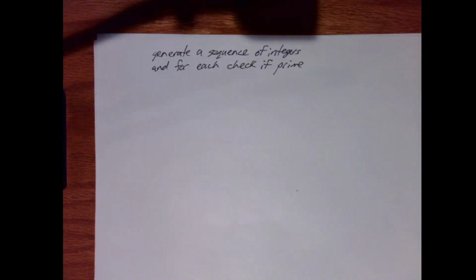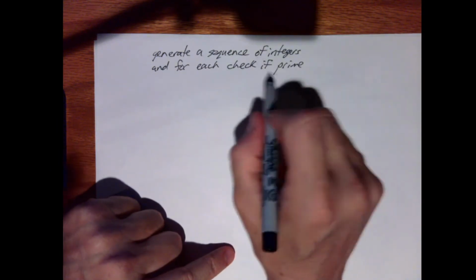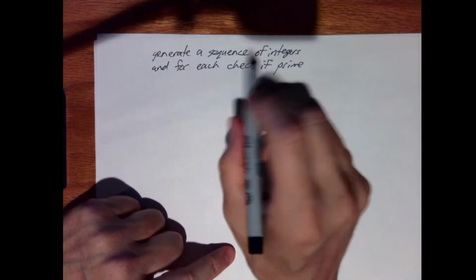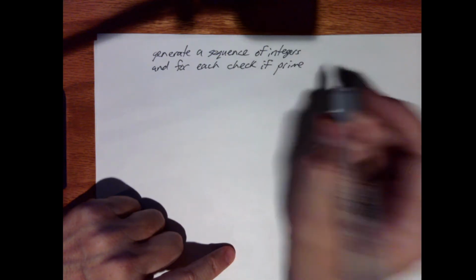Let's write a program now to generate a sequence of integers, and for each, check if it's prime as a way of demonstrating how to write functions and how to think about the code. So recall that a positive integer greater than or equal to 2 is prime if it's only divisible by 1 and itself.